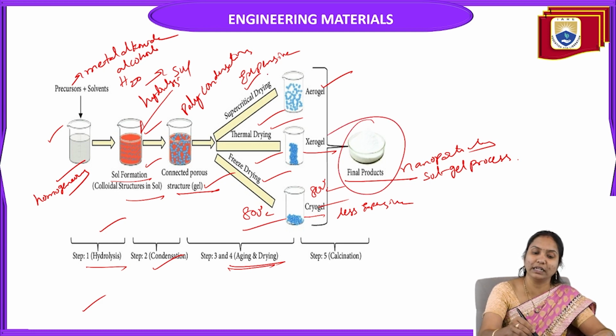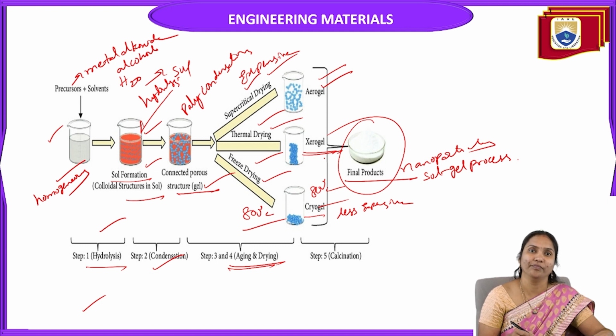In supercritical drying, the product is called aerogel. In thermal drying, the sample is called xerogel. And in freeze drying at 800 degrees centigrade, cryogel, which is the most preferred method and less expensive. So that's why I prefer this method. And finally, we get nanoparticles synthesized by this sol-gel process via hydrolysis and polycondensation.